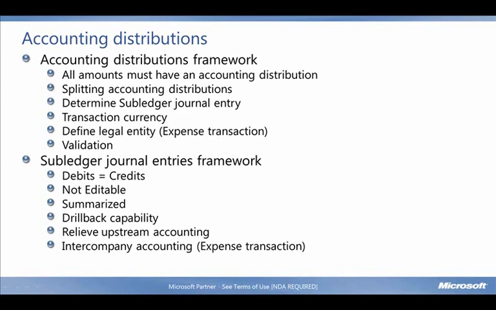Finally, intercompany accounting. The Subledger journal entries framework does support the intercompany accounting necessary for transactions that are split across multiple legal entities. The Subledger journal entries framework will create the appropriate due to and due from transactions. However, this functionality is only currently available for the expense transaction source document.